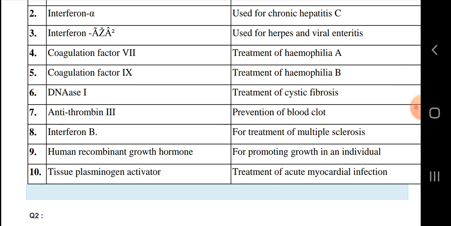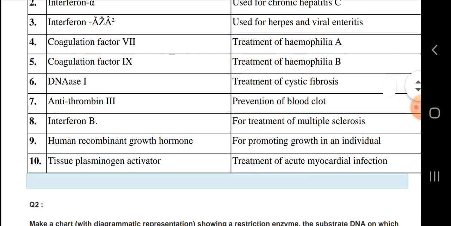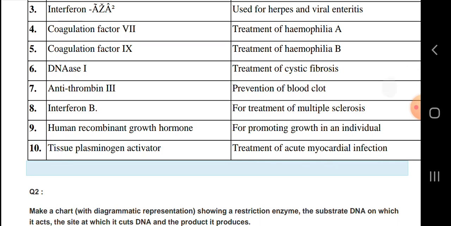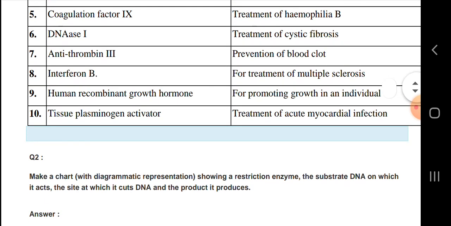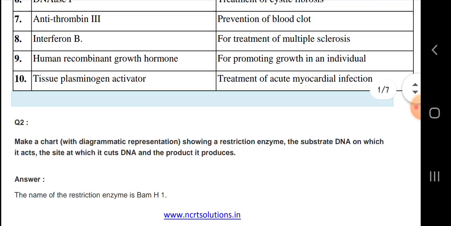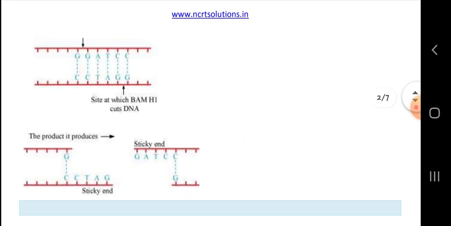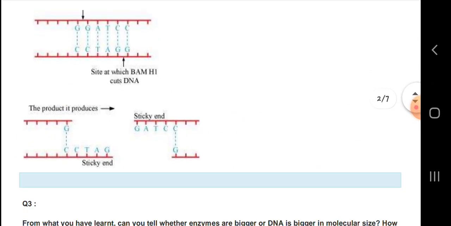the coagulation factor 9 is the treatment of hemophilia B, and DNase for the treatment of cystic fibrosis, and antithrombin 3 prevents blood clots, interferon beta for the treatment of multiple sclerosis, and human recombinant growth hormone for providing growth in an individual, and tissue plasminogen activator for the treatment of acute myocardial infarction.